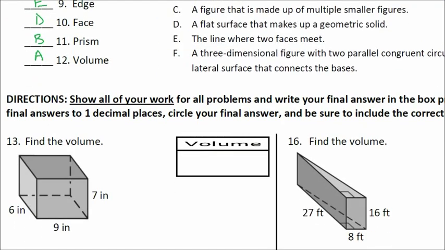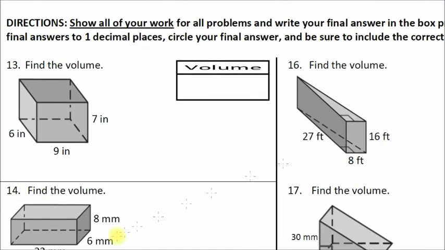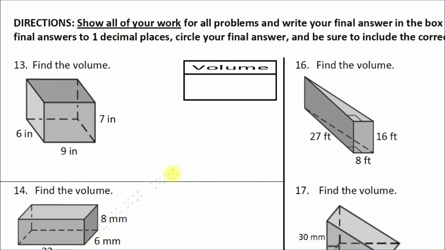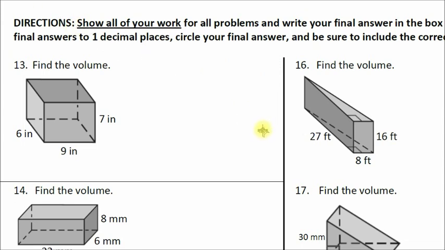Okay, let's go to number 13. Directions are: show all your work for all problems. Write your final answer in the box provided. In fact, actually, class, you're not going to see a box on any of these. I've changed this now. So now just make sure you circle your answer. Just circle your final answers. Round your final answer to 1 decimal place and be sure to include the correct unit of measure.